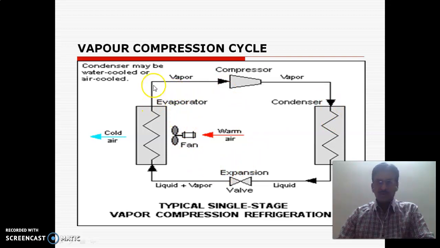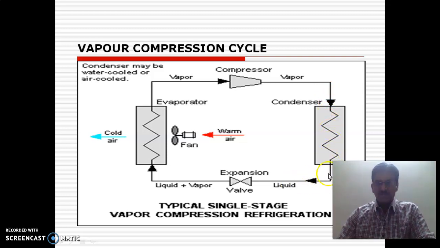So low pressure, low temperature vapor refrigerant is sucked by the compressor, and the compressor compresses it, and its temperature and pressure keep increasing at the outlet of the compressor. This high temperature, high pressure vapor refrigerant is then passed through the condenser. In the condenser, it rejects heat, and this vapor refrigerant becomes liquid.